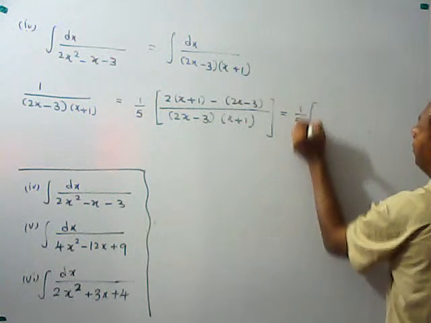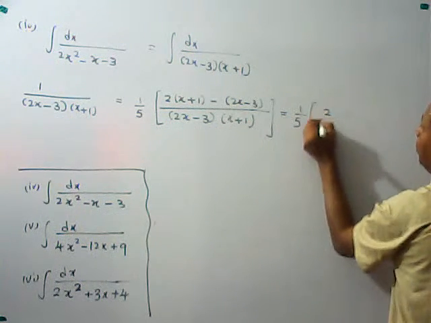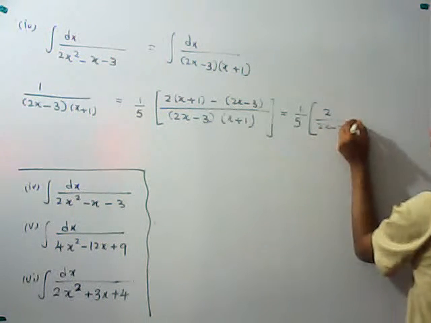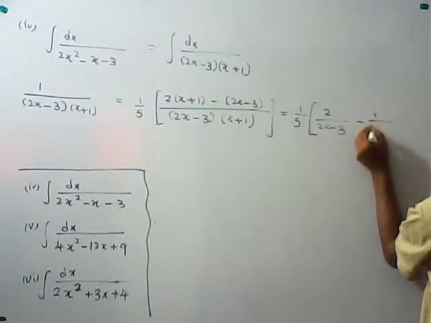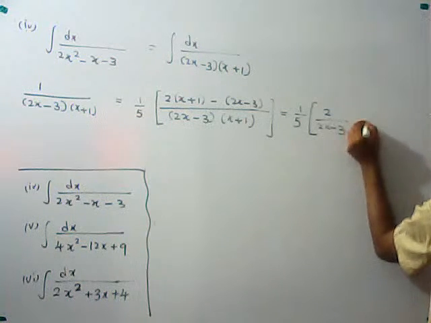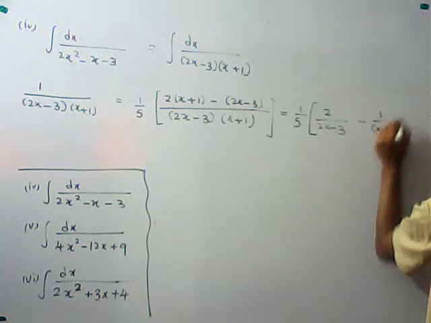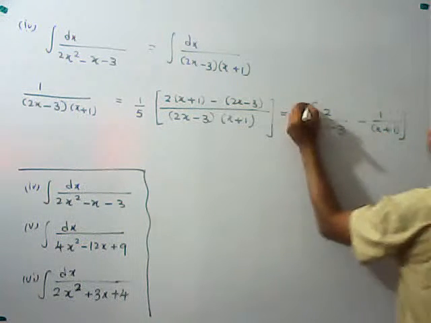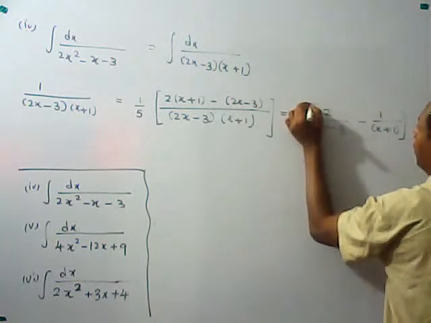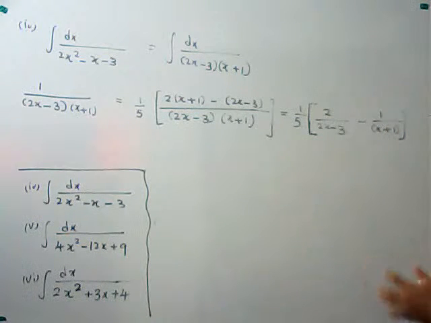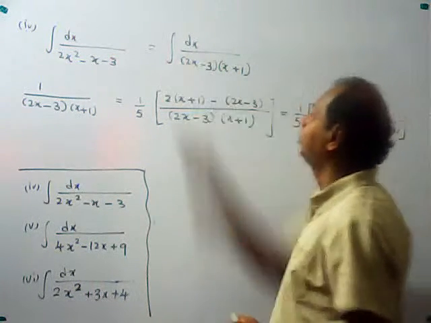Partial fractions are 2 over 2x minus 3 minus 1 over x plus 1. These are the partial fractions. Now bring them into the question.